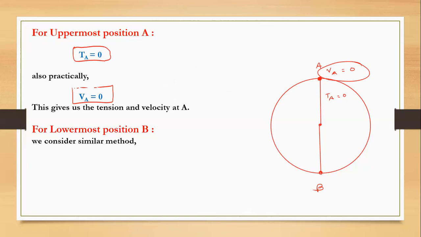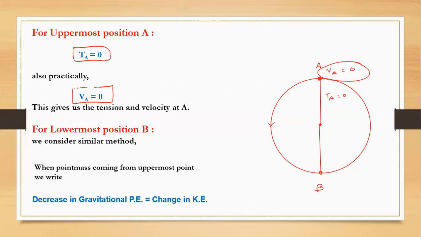When this object is coming from point A to B, we can write that the decrease in potential energy is equal to the change in kinetic energy. Now the potential energy at A is mg into 2r and at B it is 0. So the decrease in potential energy is 2mgr minus 0, that is 2mgr.